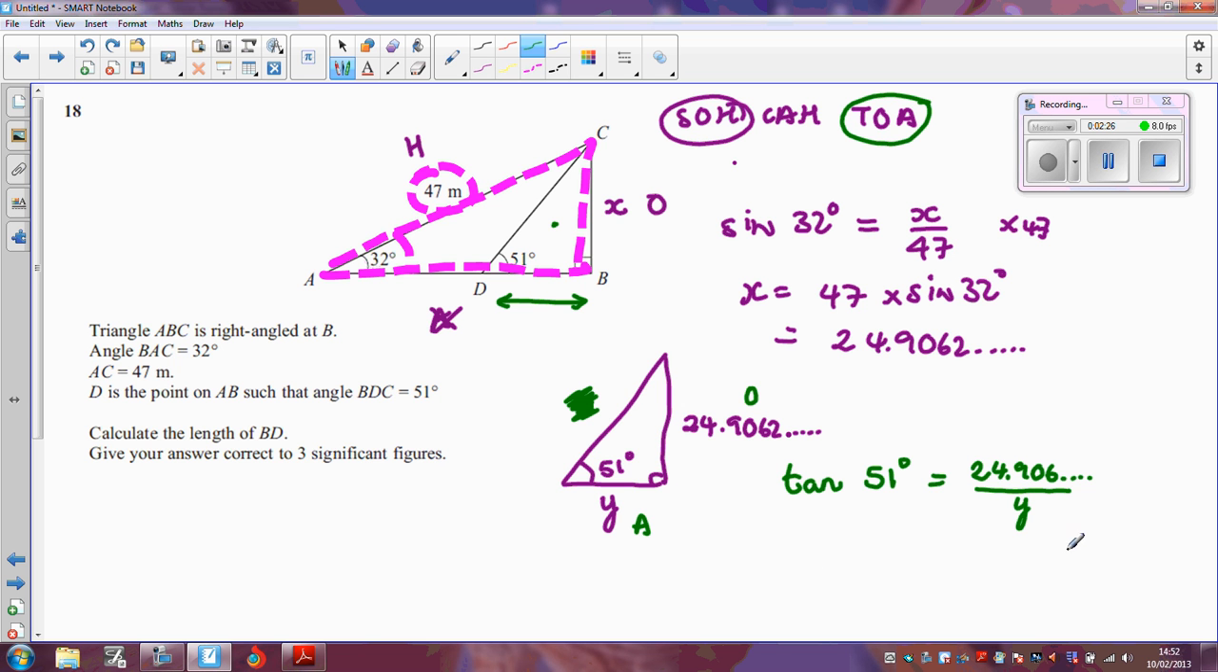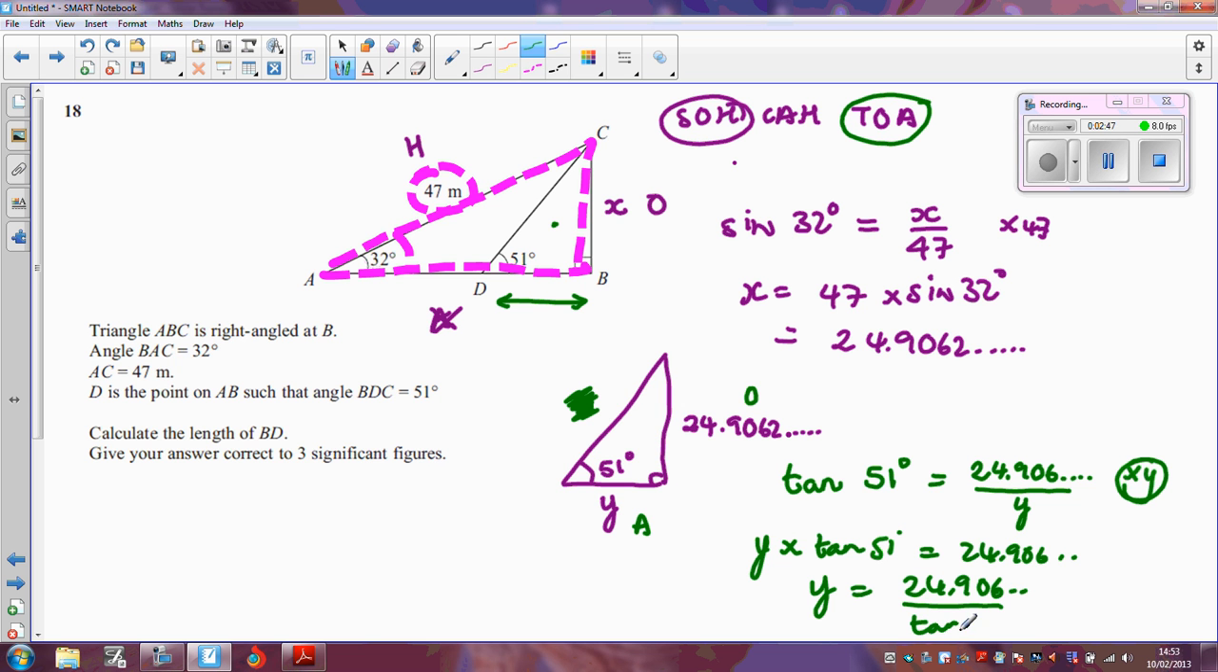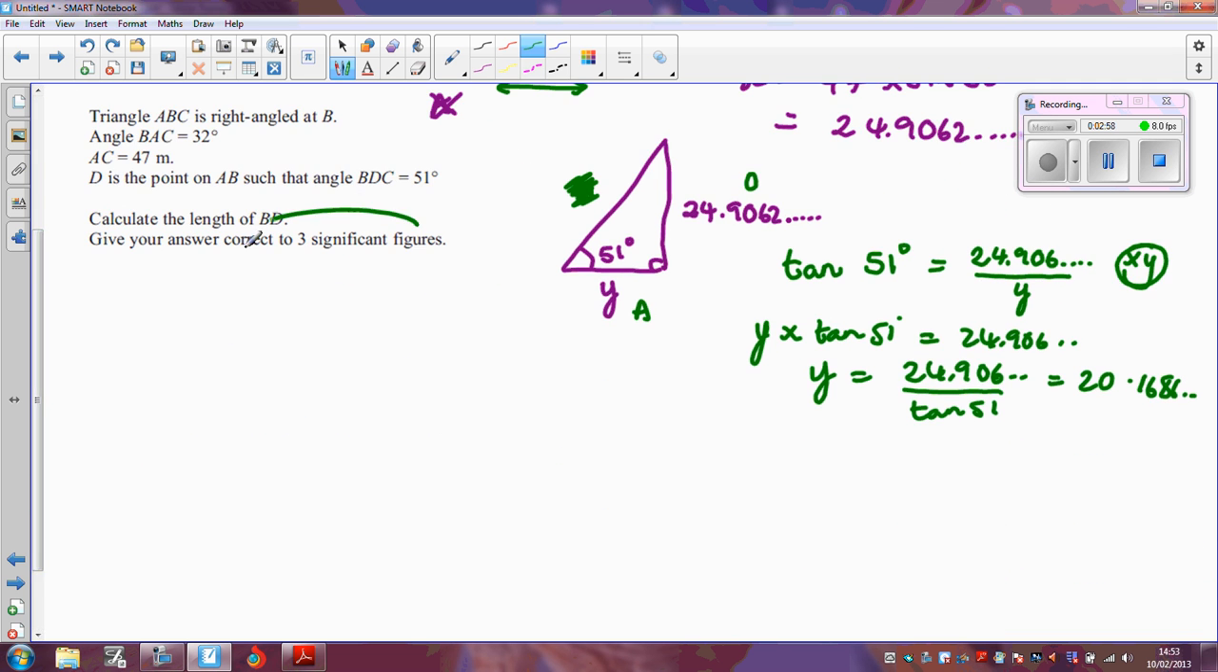Now I need to be careful. If I need to find y, I'm going to have to multiply both sides by y. So I now know that y times tan 51 is going to equal my 24.906. So y will be 24.906 divided by tan 51. And if you work that out, it comes out as 20.1686, etc. And if I then round it to the three significant figures required, that's going to come out as 20 point, I'm going to chop off after the 1, but the 1 rounds up to a 2, so it comes out as 20.2 meters.